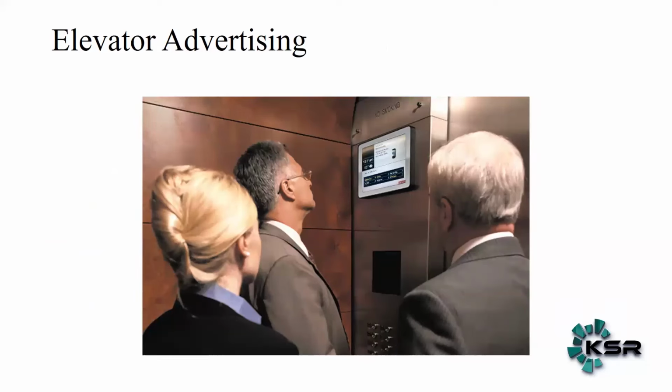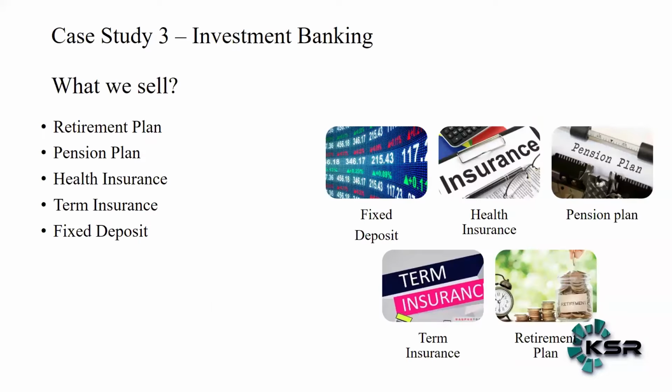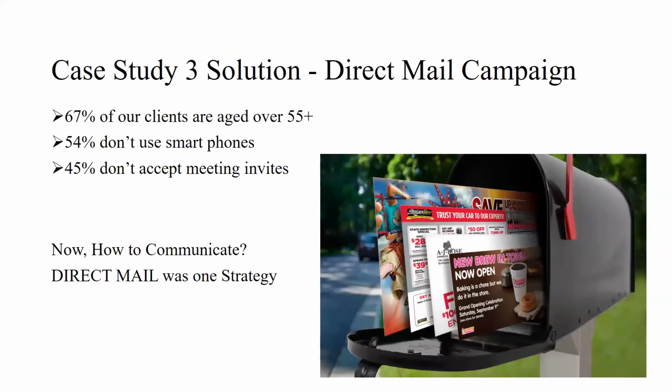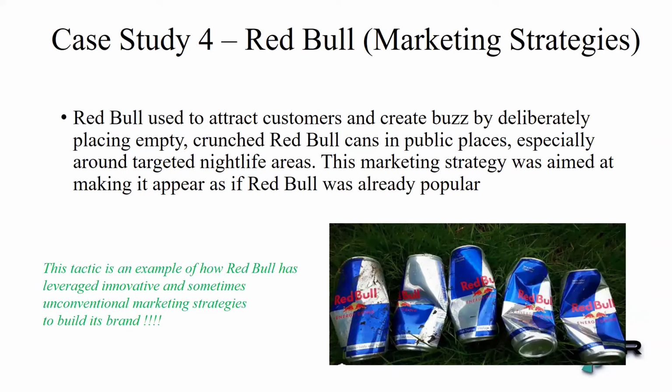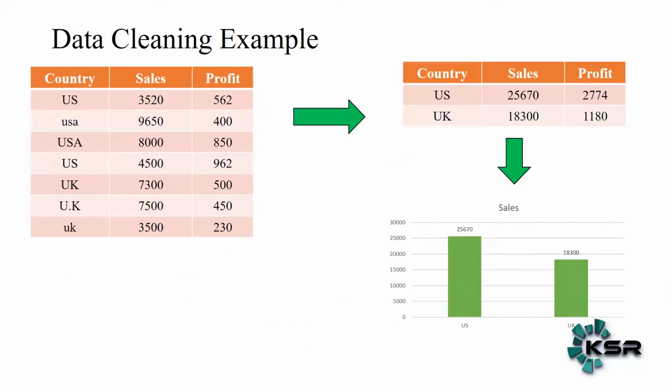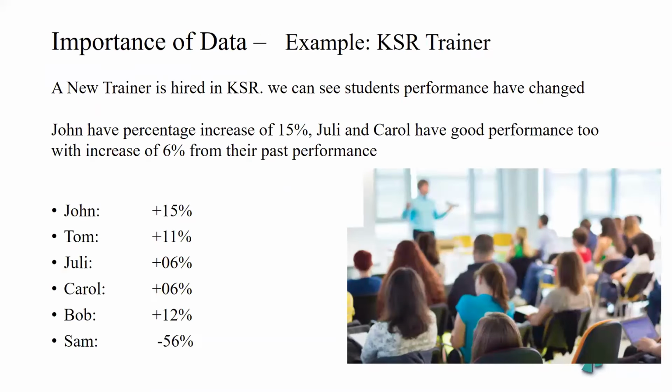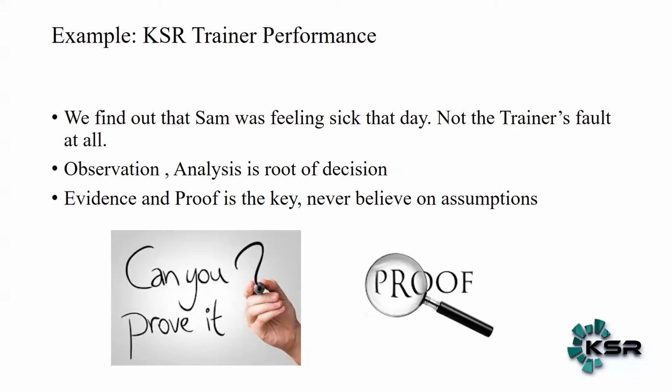So start giving ideas. We talked about the advertisement, and then about the banking. We started sending the post. And finally, we saw Red Bull, where they also used the crunched bottles as a strategy, right? So all this we have seen. Apart from that, we also saw how important the data was for us. So we have to do a bit of data cleaning. That's our second role. And I've also given you proof of how a single data point can change the fate, correct? Well, we started with use cases, we started with reporting, and we started with data cleaning.